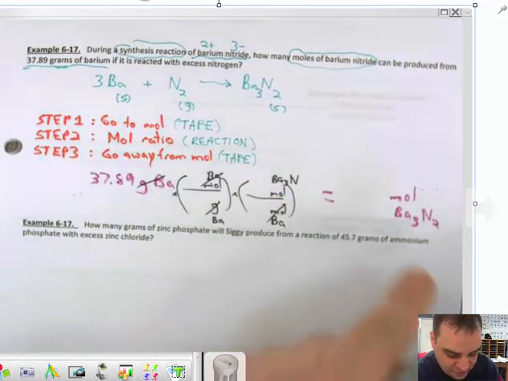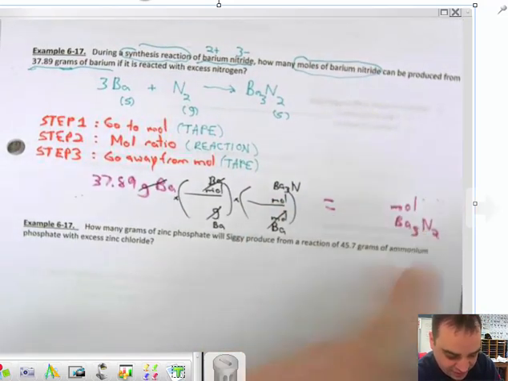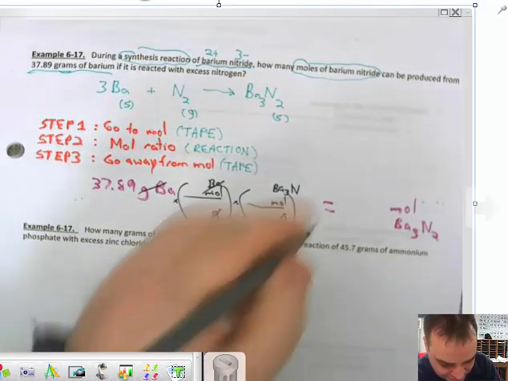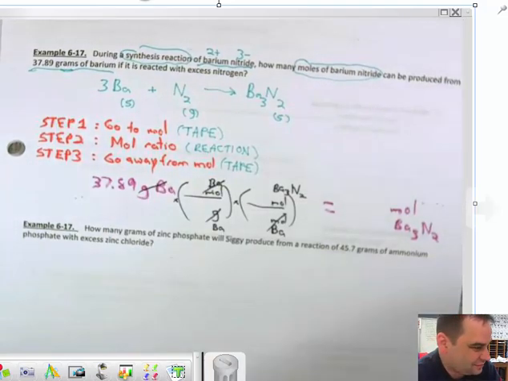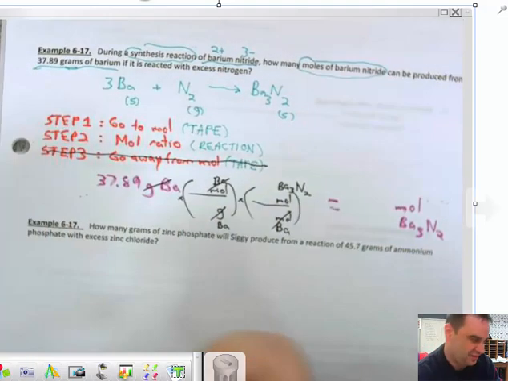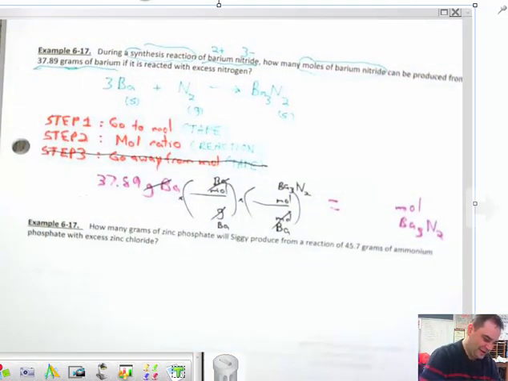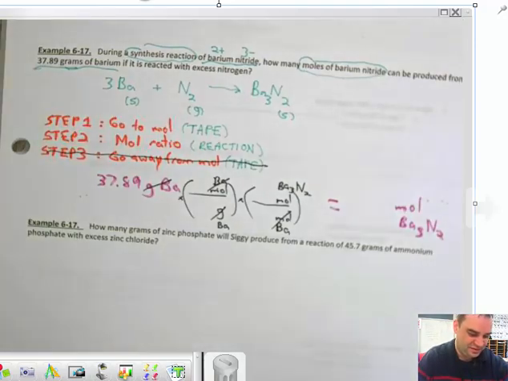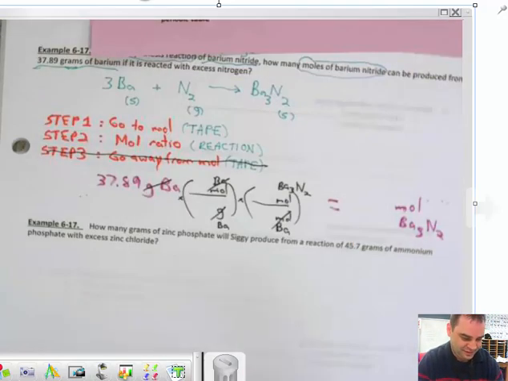Okay, so then step 3 is to go away from moles. But here's the thing. We're trying to go to moles of barium nitride, and we have moles of barium nitride on the top here. Correct? So we do not need a step 3 for this problem. This is only a 2-step problem. Okay? So, step 1, use the tape.